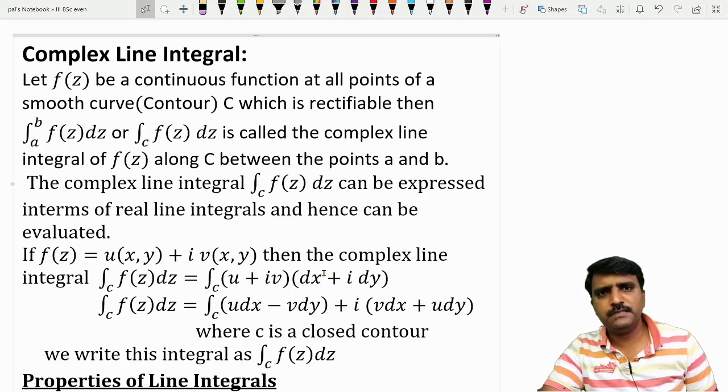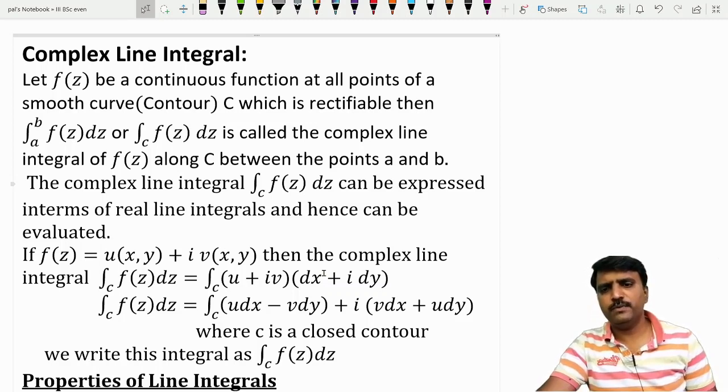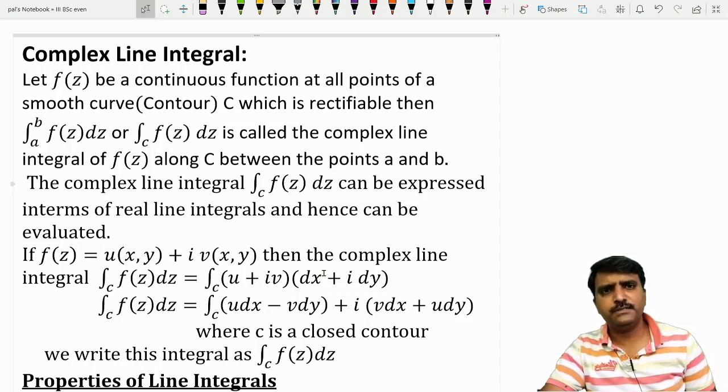Here A and B are of course real numbers, but each is an ordered pair. A is an ordered pair, B is an ordered pair. This is called the complex line integral of f of z along C between the points A and B. So A and B are complex numbers in this case. The complex line integral, integration of f of z over C dz, can be expressed in terms of real line integrals and hence can be evaluated.